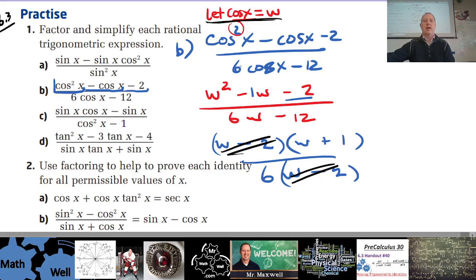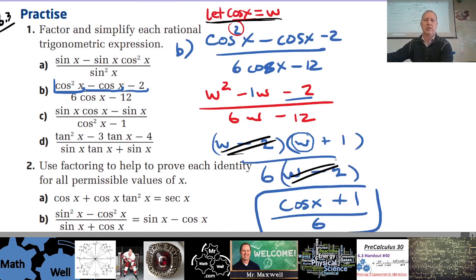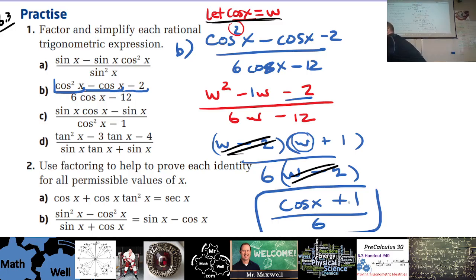What I would suggest now is that you resubstitute cos x back in for w to finalize this. So is there anything else we can do? Not really. So this is going to be cos x plus 1 over 6. And I think that should be your final answer for B. Does that look familiar to anyone, or can you check the back of the book for me and see what that says? Looks good? Okay. Any questions about that one?